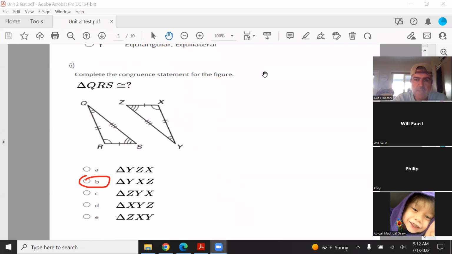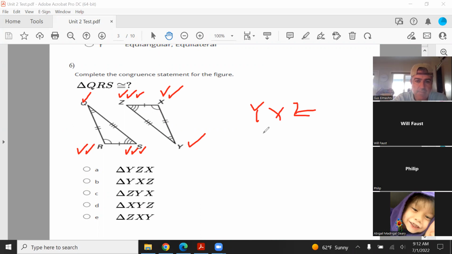For this one here, a handful of you guys missed this problem. So you just gotta state it in the right order. So if you're gonna go Q, R, S, then clearly Q is gonna line up with Y because those have 2 markings. R is gonna line up with X because those have 1 marking, and S is gonna line up with Z because those have 3 markings. So you gotta go Y, X, Z. So it's gotta be B for that one.